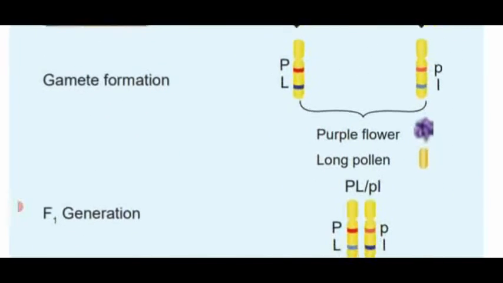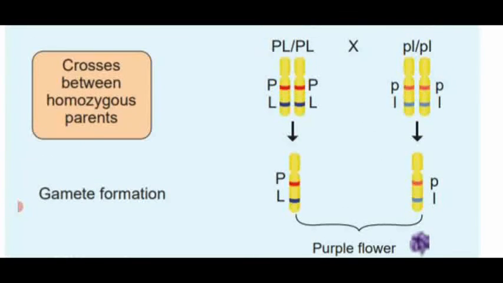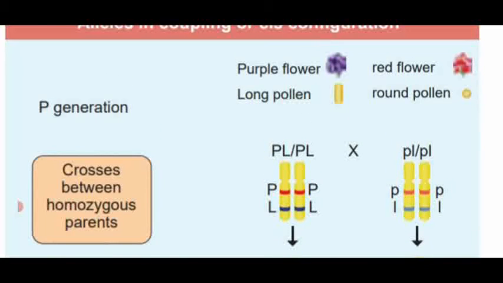Red flower with round pollen. So the F1 generation, what is that one? The genotype may vary. What is that one? Capital P, capital L, small p, small l. This is the F1 generation. All are purple flower with long pollen, crossed with the homozygous recessive parent. What is the genotype? Small p small l, small p small l.